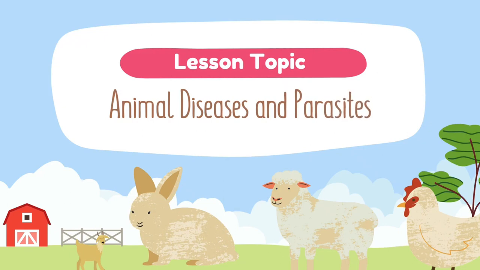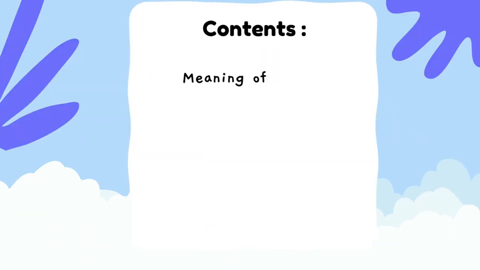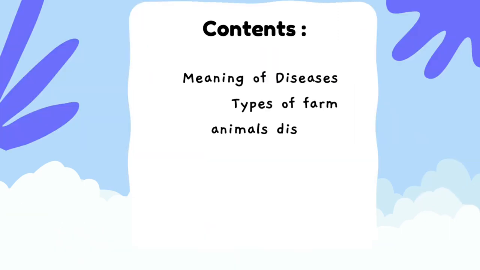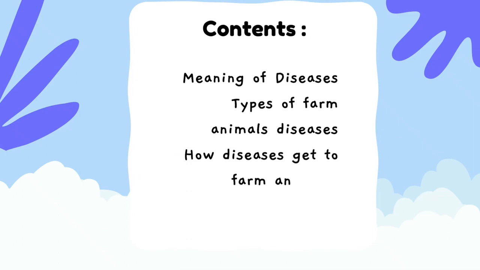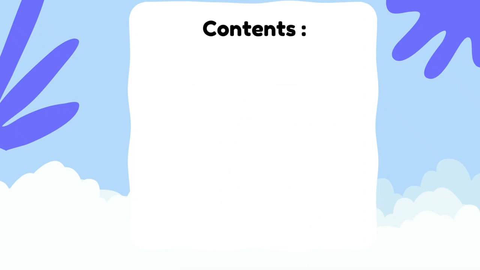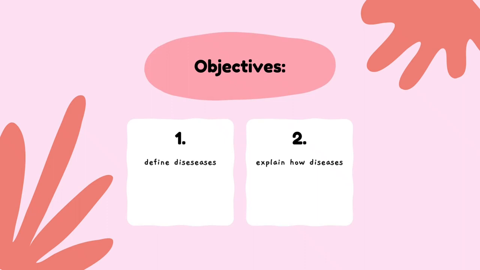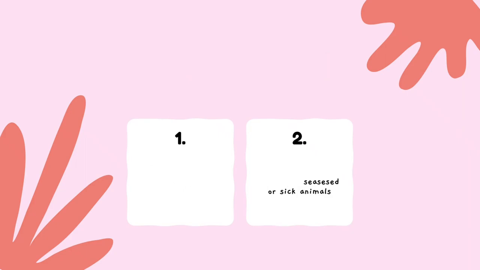So therefore, lovely students, our topic for today will be animal diseases and parasites. In the course of this lesson, we will be learning the meaning of diseases and the types of farm animal diseases. We'll be learning how diseases get to farm animals, and how to identify a sick or diseased animal. Our learning goals are to define diseases, state the types of farm animal diseases, explain how diseases get to farm animals, and learn to identify a diseased or sick animal.